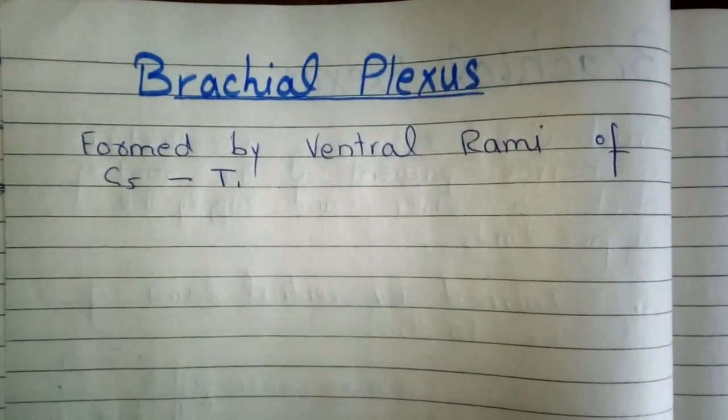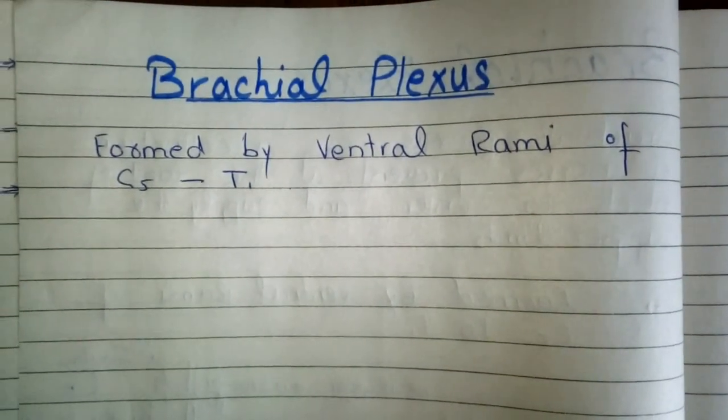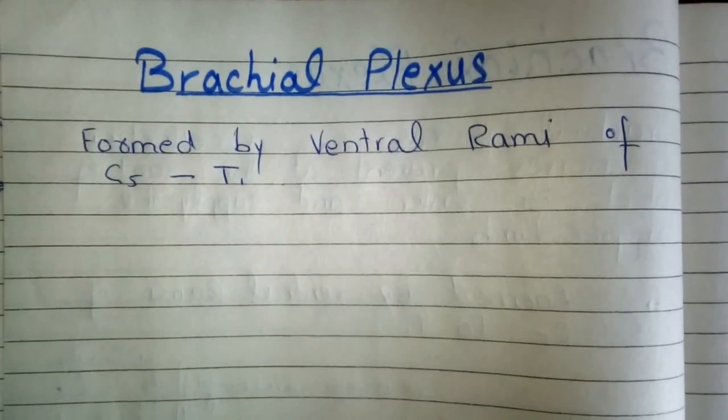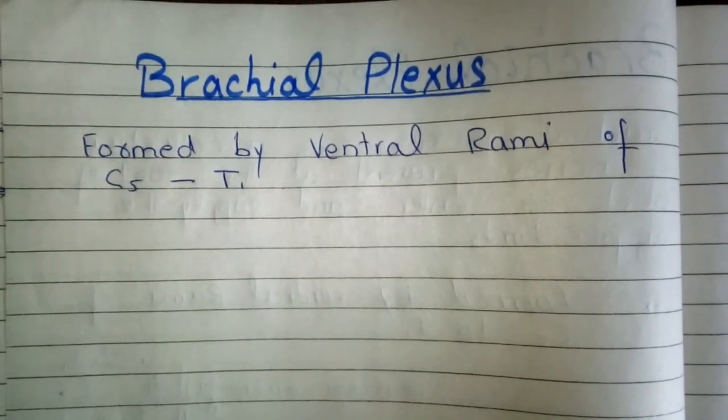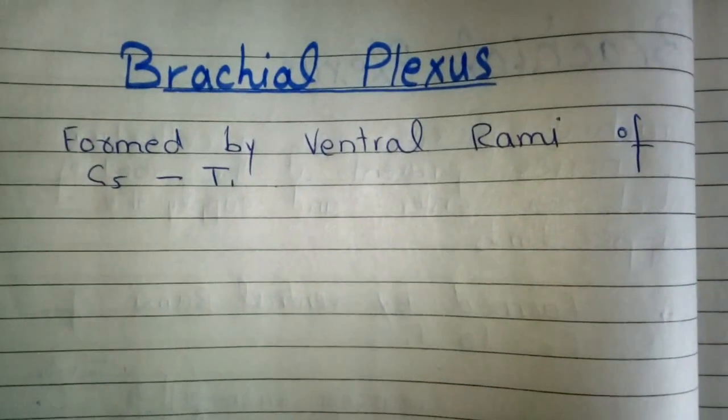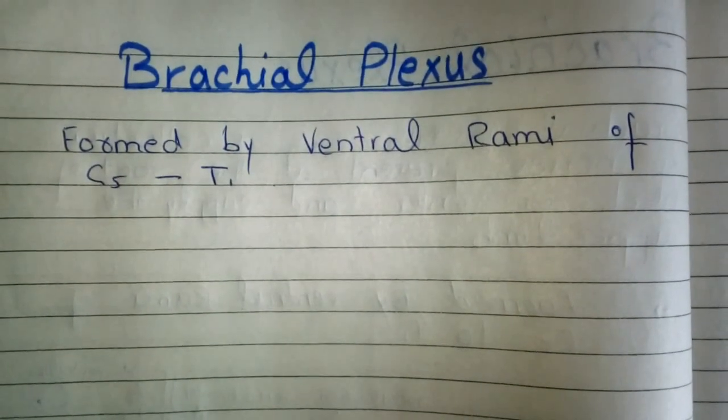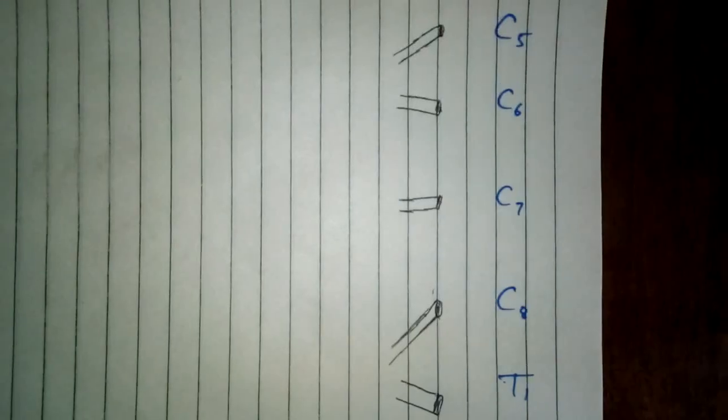Brachial plexus is a collection of nerves present at the root of the neck to enter and supply the upper limb. Brachial plexus is formed by ventral rami of C5 to T1. Now we are going to draw the brachial plexus with its branches. You can see these are the roots of C5, C6, C7, C8 and T1.